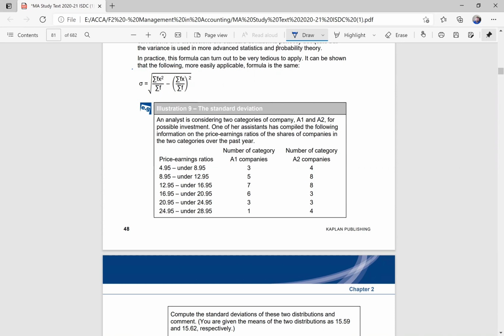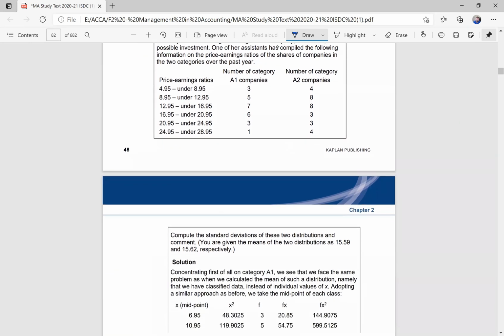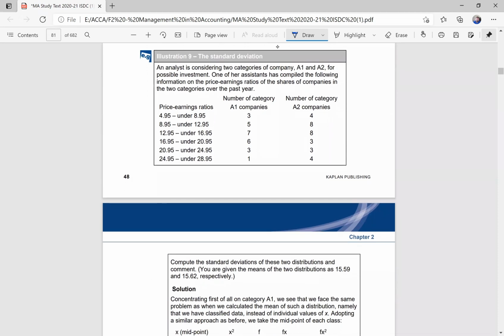Illustration 9 gives you the data for standard deviation calculation. It mentions the number of category A1 companies and category A2 companies, and a range of price to earnings ratios is given. You need to compute the standard deviations of these two distributions and comment. You are also given the means of the two distributions as 15.59 and 15.62 respectively.